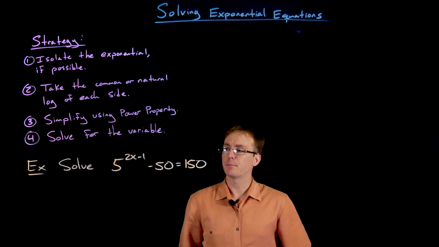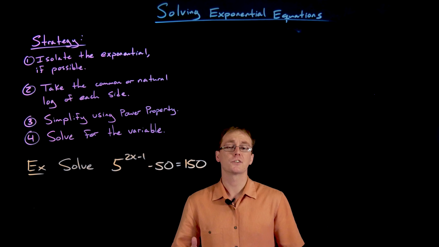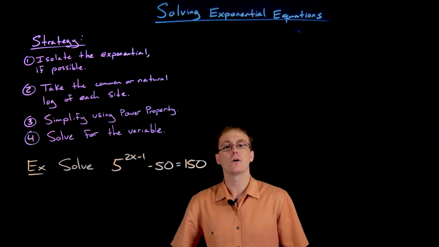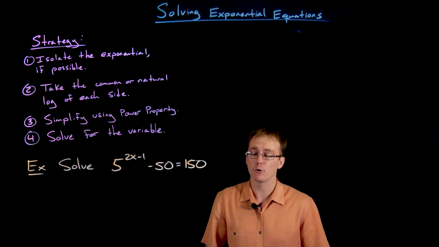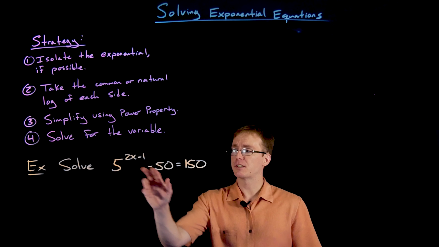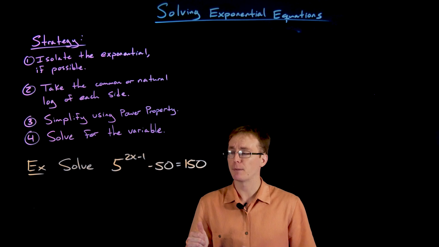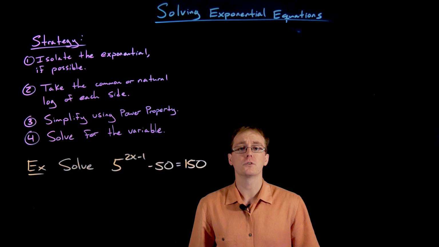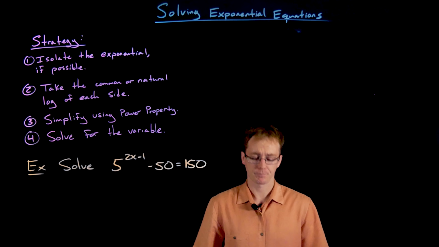I have another example of an exponential equation that I want us to solve using our general strategy or procedure, and it's going to be a little bit more involved than our previous example. So here we are attempting to solve the equation 5 raised to the power of the quantity 2x minus 1, minus 50 outside of that power, is all equal to 150.